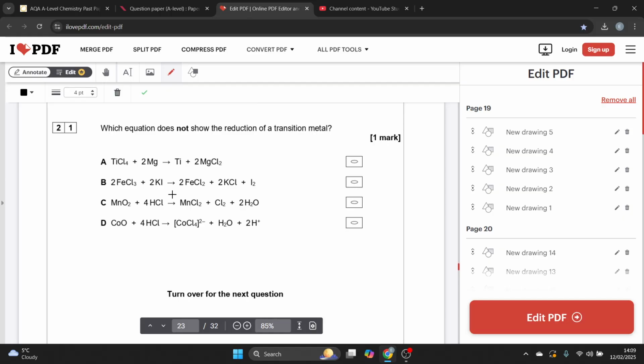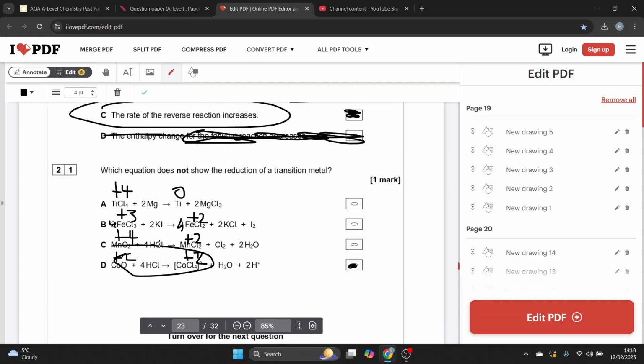Which equation does not show the reduction of a transition metal? So, transition metal. I've got -4, that's +4 here, that's 0 here. Perfect. Here, I don't care about the moles, -3, that's +3. -2, that's +2. Here that's -2, that's +2. Here that's -2 times 2, -4, +4. Here that's -4, that's +2. That's minus 2, that's plus 2. Therefore it must be D.